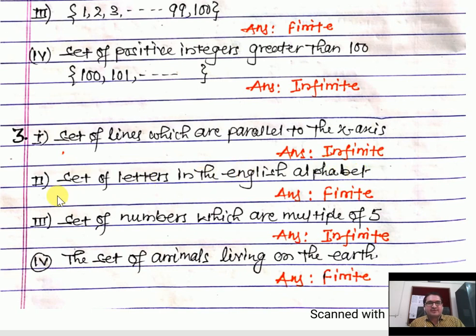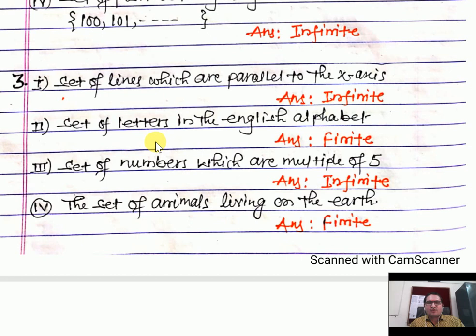Now second one, question number 3, the set of letters in the English alphabet. It's a finite set, right? A, B, C, D till Z. So you have the first and the last letter. So this is finite.